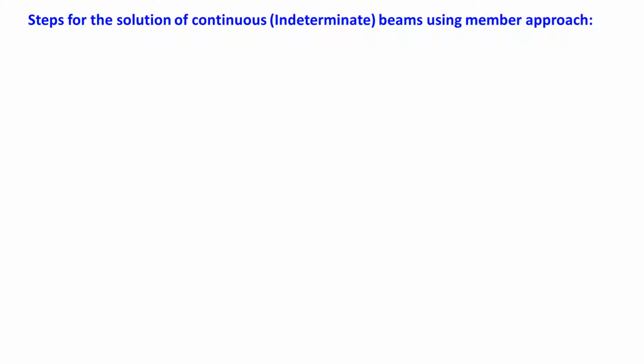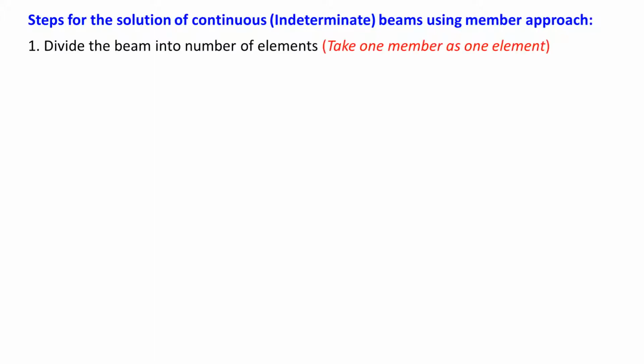Before that, we will discuss the steps of the solution briefly when you are solving the problem using the member approach. In the member approach, the very first step is to divide the beam into a number of elements, or members. Since it is a member approach, we have to consider one span of the beam as one member, also called an element. One span is equal to one member.